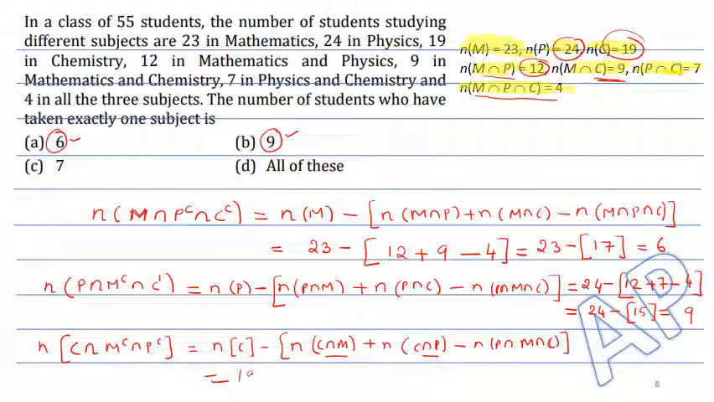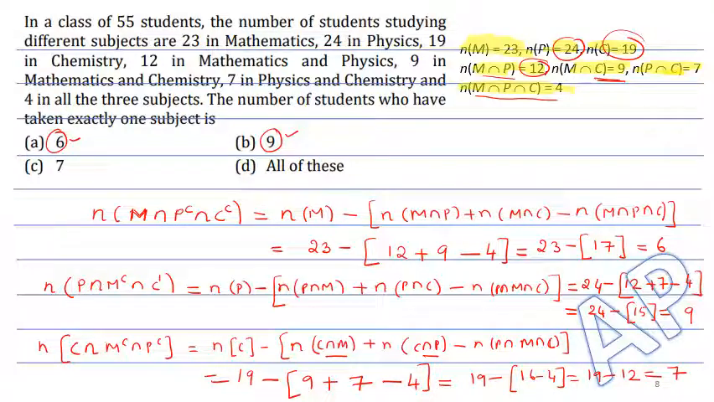So let me take this 19 minus c intersection m, that is chemistry and mathematics, it is 9. Chemistry and physics is 7, minus all the subjects is 4, that is 19 minus 9 plus 7, 16 minus 4, which is 12. So 19 minus 12 is 7. So option C nalli ಇದೆ ನೋಡಿ. So this is maths only.